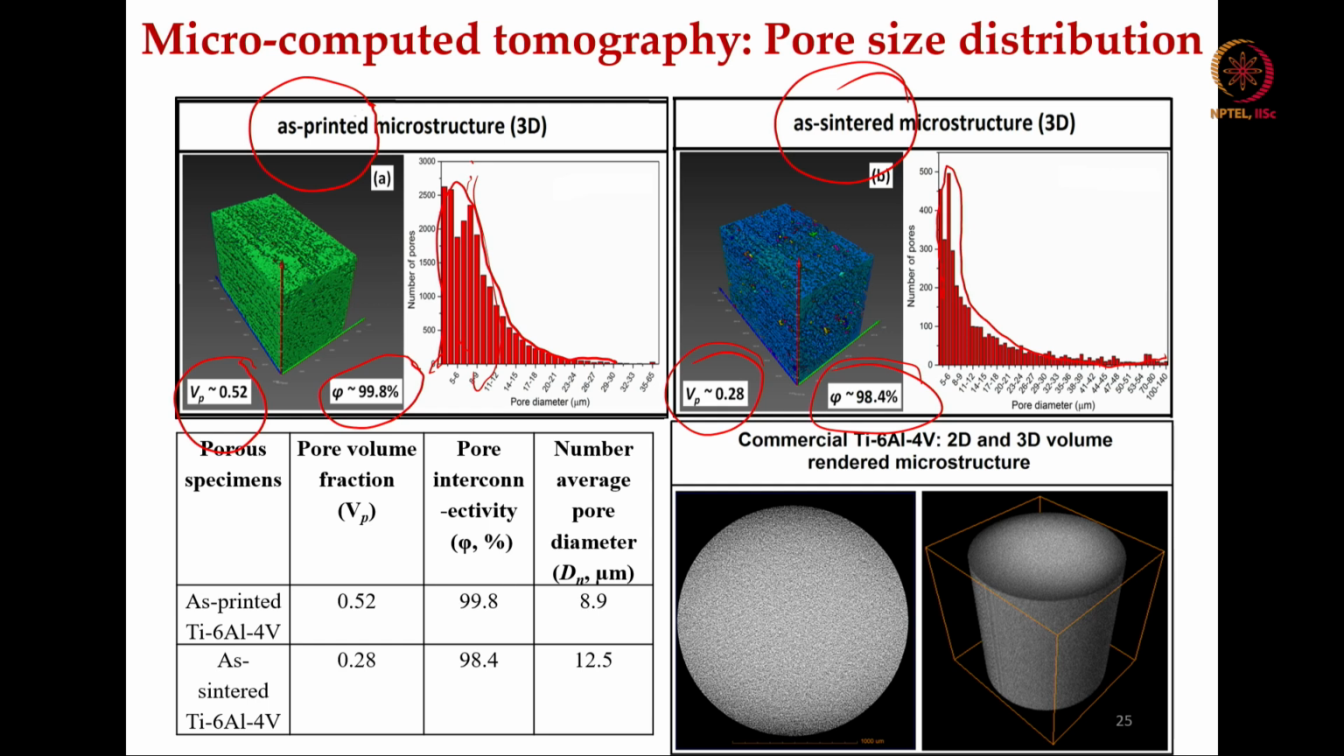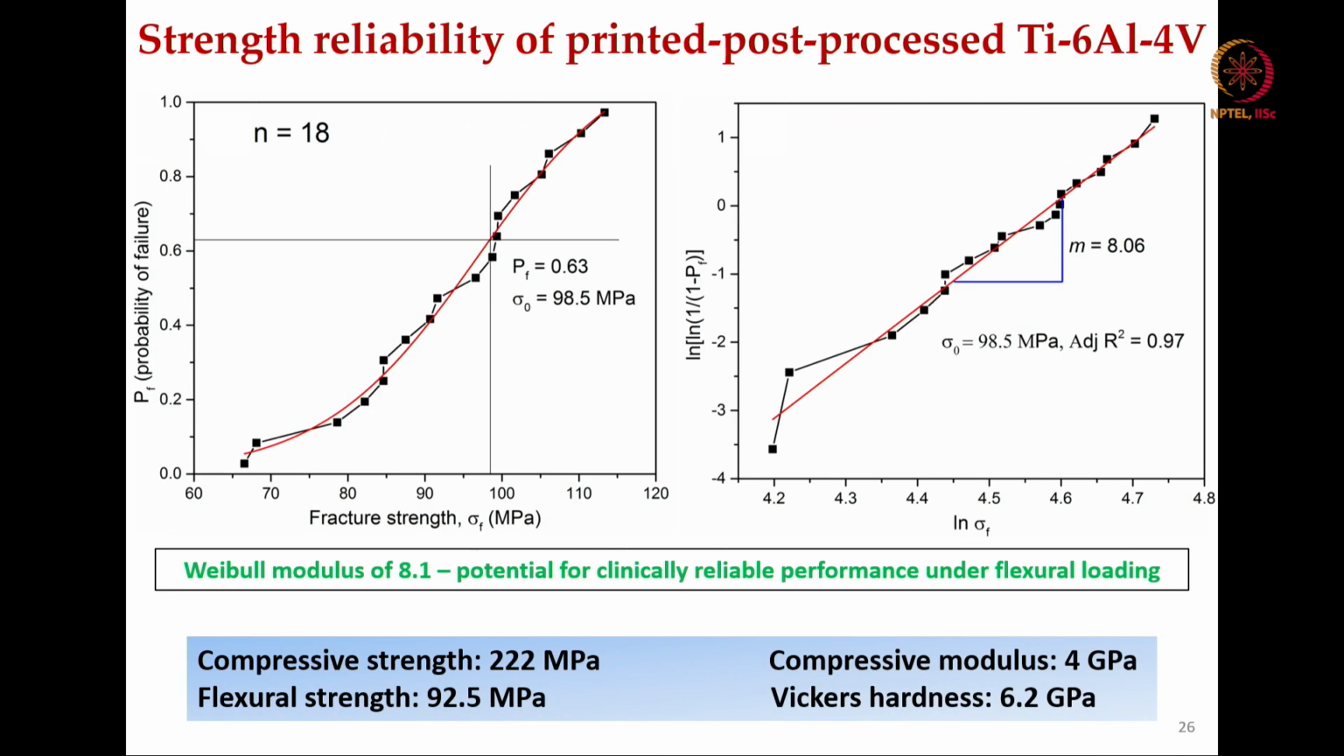Also there is a clear difference in the pore size distribution. Since the x axis scale is not the same, it is difficult to compare these two size distributions. And this table essentially shows you the number average pore diameter. One case is around 9 micrometer, and in the as sintered case, after the 3D printing and the heat treatment, it is 12.5 micrometer.